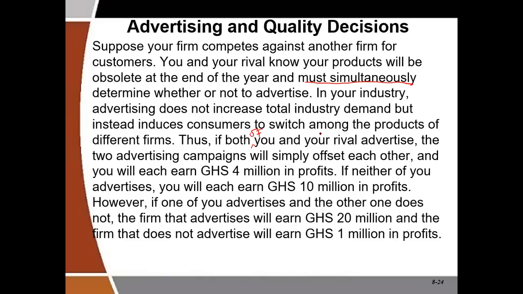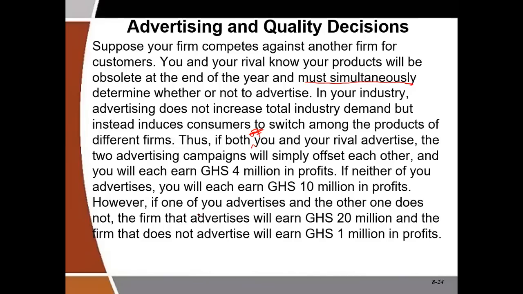Thus, if both you and your rival advertise, the two advertising campaigns will simply offset each other, and you will each earn 4 million in profit. Okay, you each earn 4 million in profit. Now, if neither of you advertise, that means no advertisement and no advertisement, each of you will earn 10 million in profit.